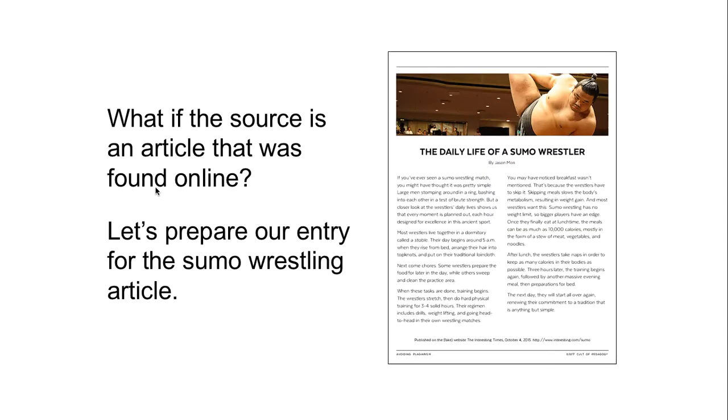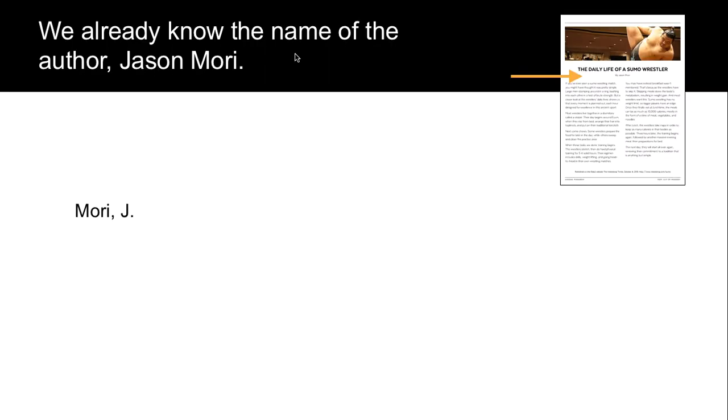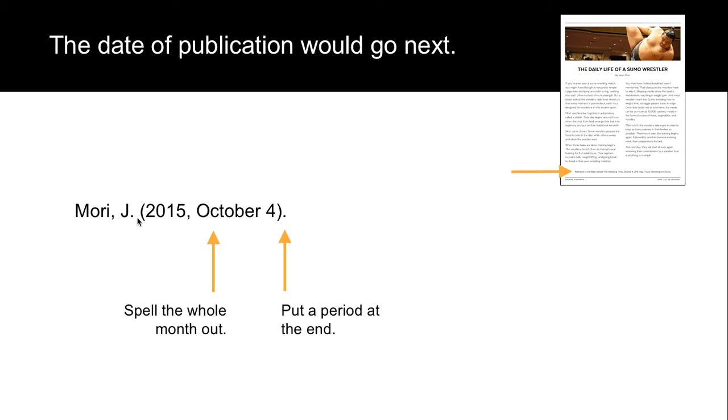What if the source is an article that was found online? Let's prepare our entry for the sumo wrestling article. We already know the name of the author, Jason Mori. Okay, Mori, comma, J, period. The date of publication would go next. Spell the whole month out. Here's the year, October 4th. Put a period at the end, and this goes in parentheses.